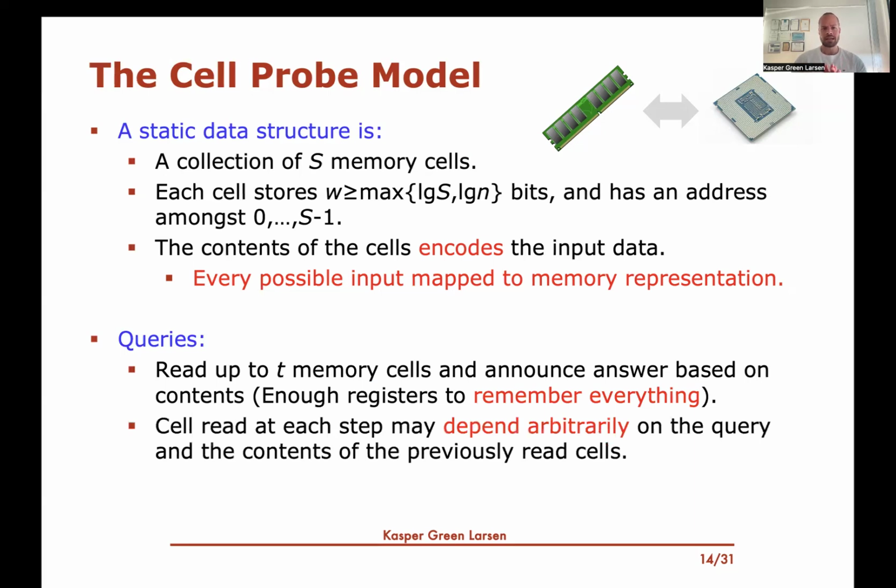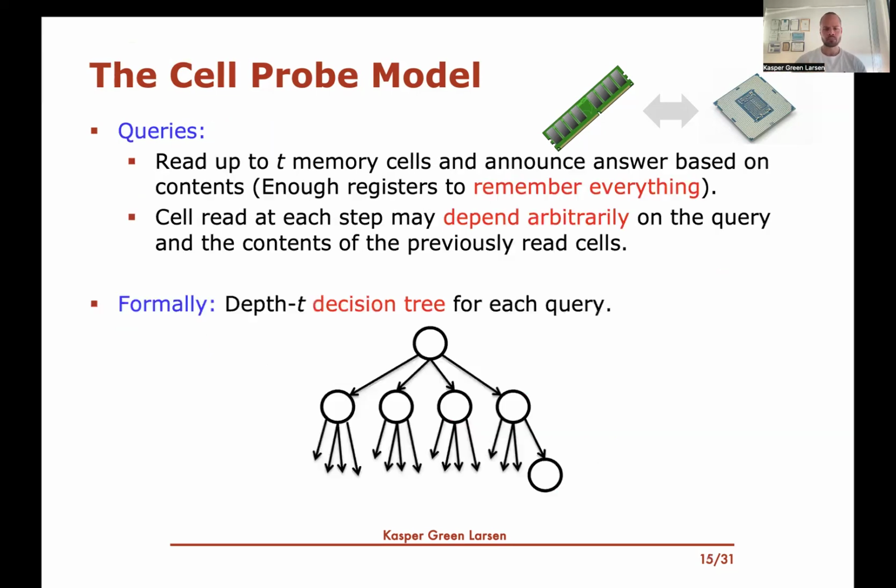And also the cell that you choose to read in every single step of your computation, in these t different read operations, is allowed to depend arbitrarily on the query that you're answering and the contents of all the cells you've seen so far. So if we want to be formal about it, and we'll do that in this single video here, but in the coming videos, we'll kind of ignore a little bit this formal definition as decision trees.